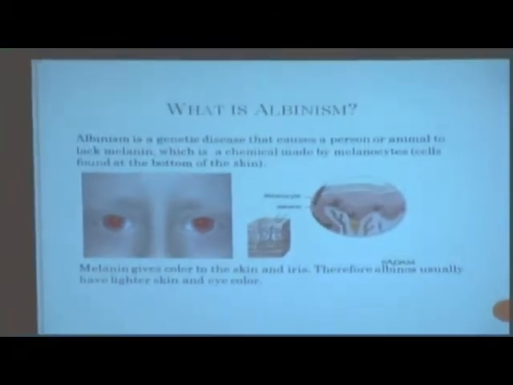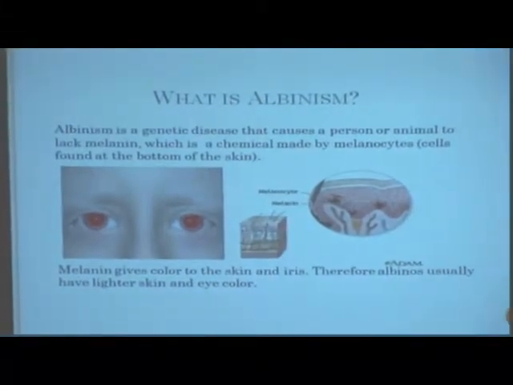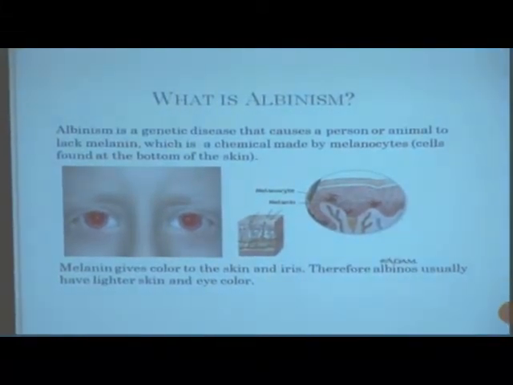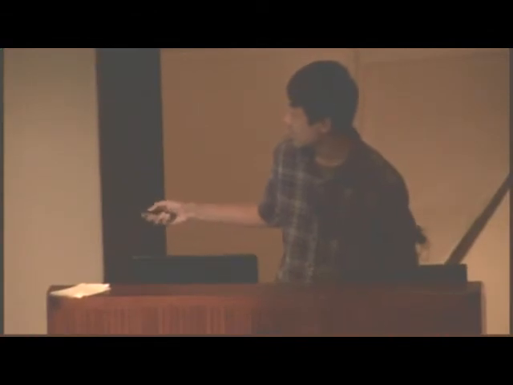So, what is albinism? Albinism is a genetic disease that causes a person or animal to lack melanin, which is a chemical made by melanocytes, which are cells found at the bottom of the skin. This is the melanocyte and the melanin, so albinos lack this. So melanin gives color to the skin and the iris, therefore albinos usually have lighter skin and eye color.